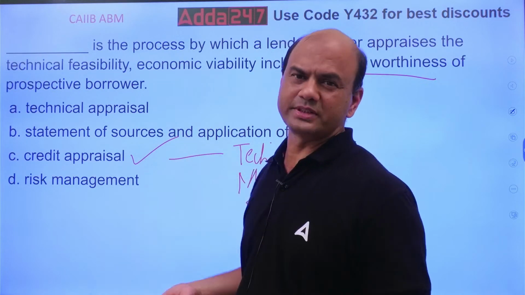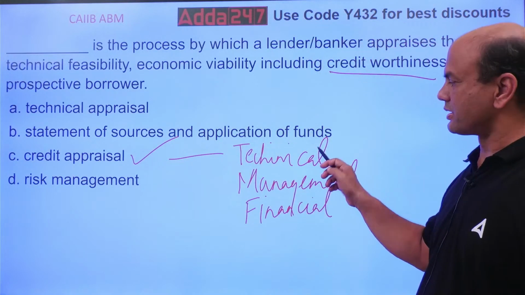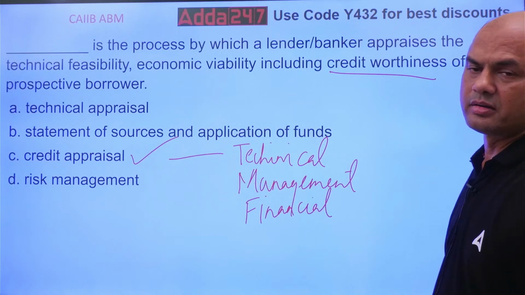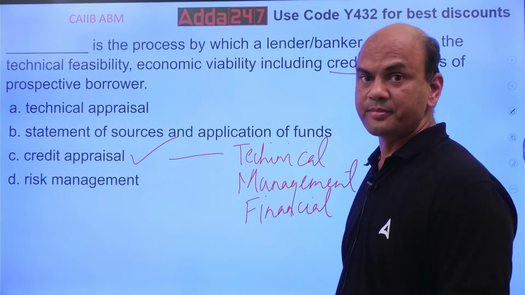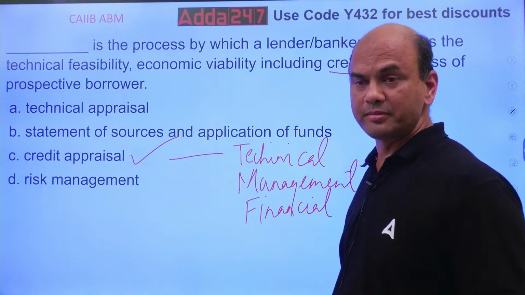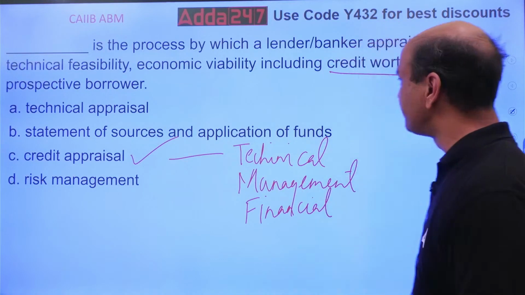This is used to find out technical feasibility and economic feasibility. See, the name itself will tell you technical feasibility is over here. Management means whether any of their management directors were NPAs earlier. Have they become NPA any time? Have they defaulted any time? All this. And financial means basically ratios.